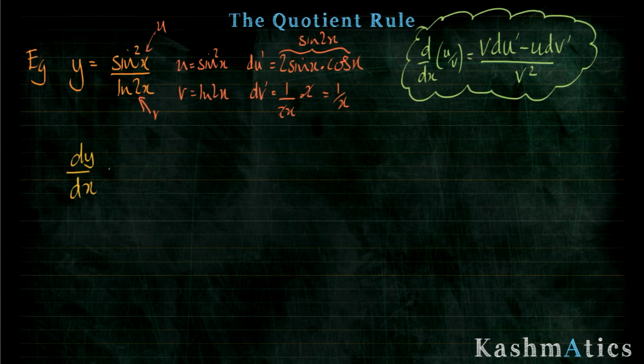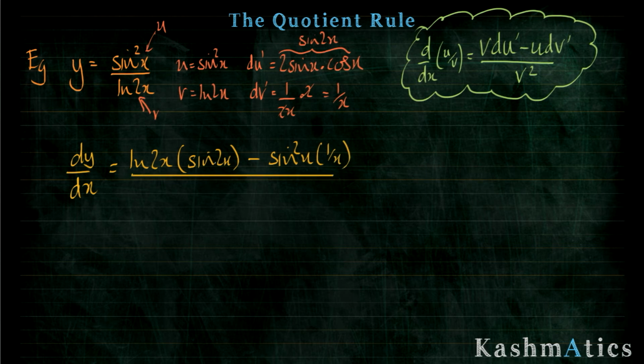dy by dx equals v, so ln 2x, du, which is sine 2x, minus u dv, so sine squared x multiplied by 1 over x, all over v squared, which would be ln of 2x all squared.